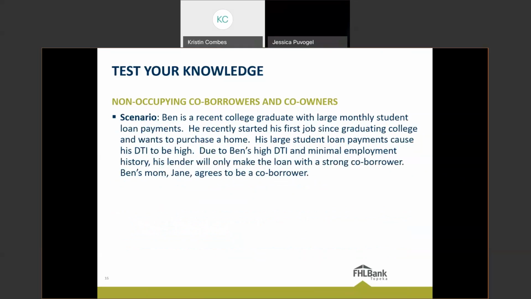In another scenario, Ben is a recent college graduate. He recently started his first job since graduating college and wants to purchase a home. Ben's debt to income is high due to his large student loan payments, and he hasn't been on his job very long. Because of these factors, his lender will only make the loan with a strong co-borrower. Ben's mom, Jane, agrees to be a co-borrower. Is this scenario eligible for HSP grant funds?